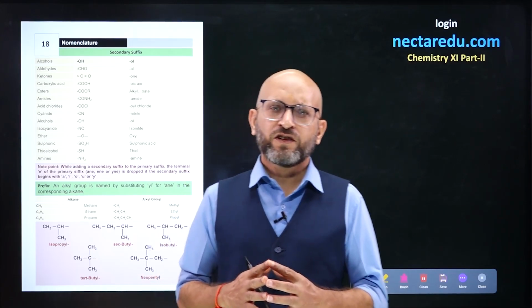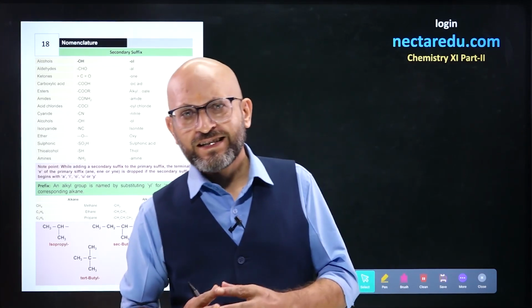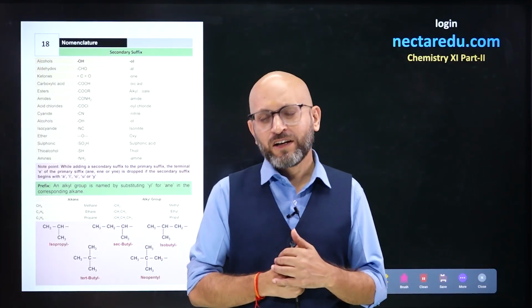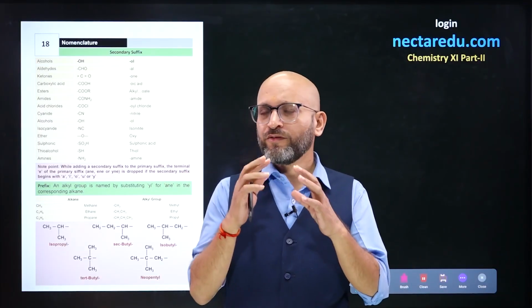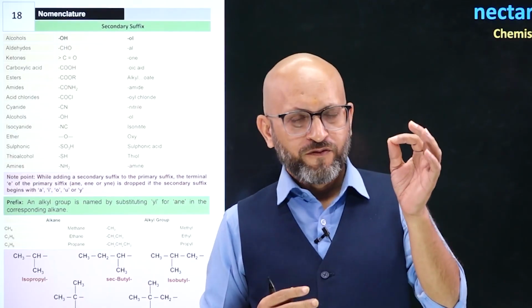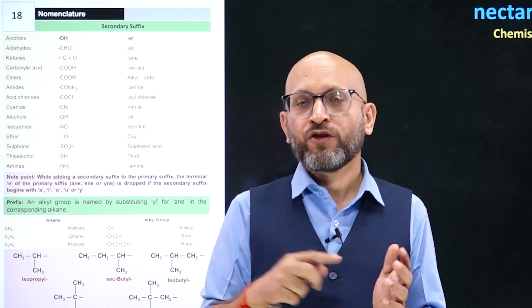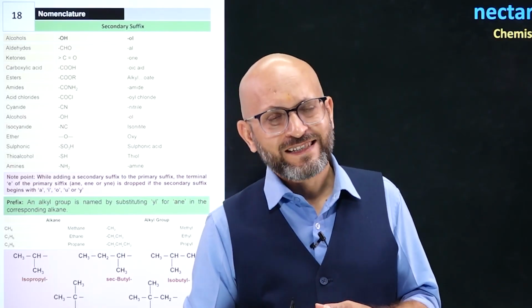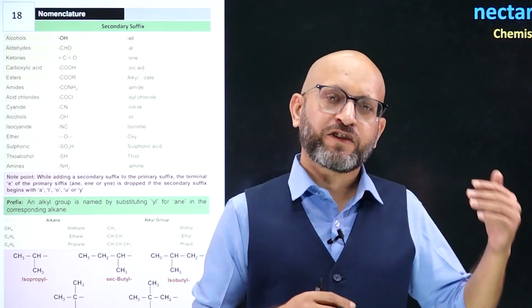For writing IUPAC names, we do need to understand which category of compound the given molecule belongs to. So how do we get that? From the functional group we will understand what should be the suffix name. So now we are going to understand what will be the suffix for different functional groups.